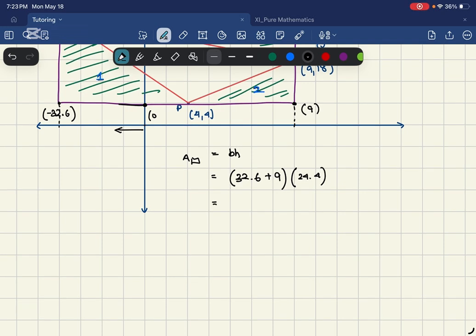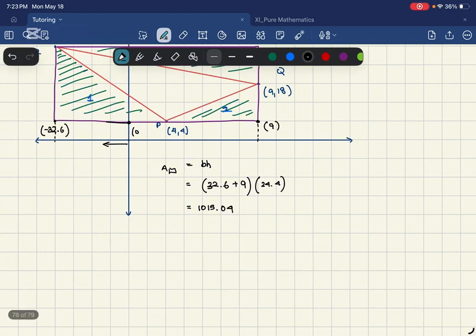So the area of the rectangle is going to be 1015.04, I think, if I did it correctly. I think it is. All right. So that is the area of the rectangle.